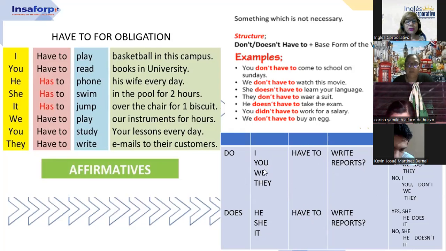For example, if you say, does Carla have to write reports? And then you say, yes, she does. No, she doesn't. Okay, so you use the short form using the personal pronoun and the auxiliary do or don't in negative, does in affirmative, and doesn't in negative. Okay, a brief preview of this.